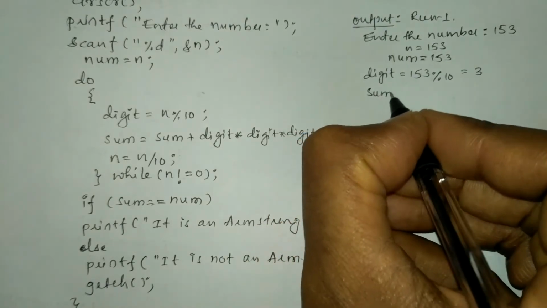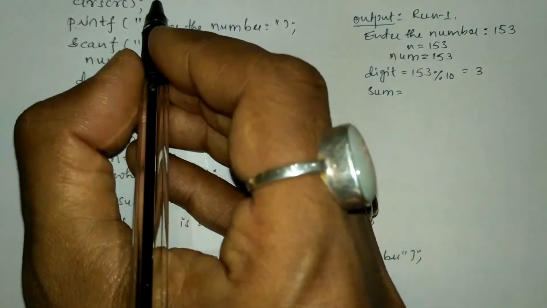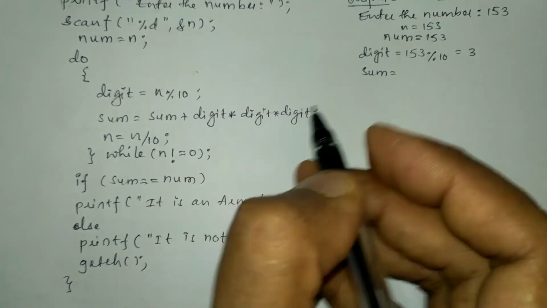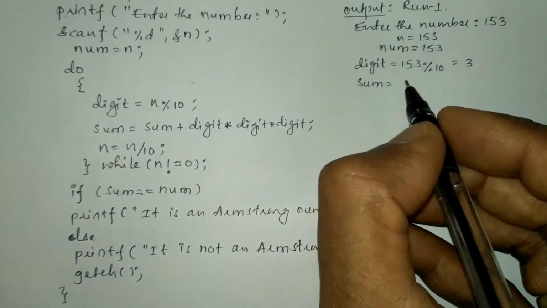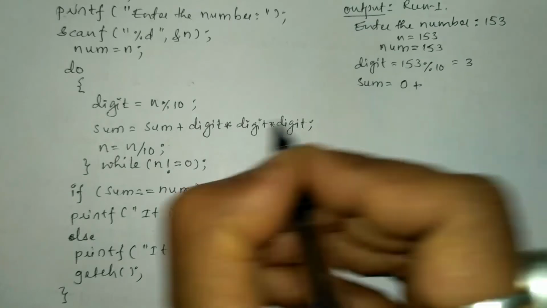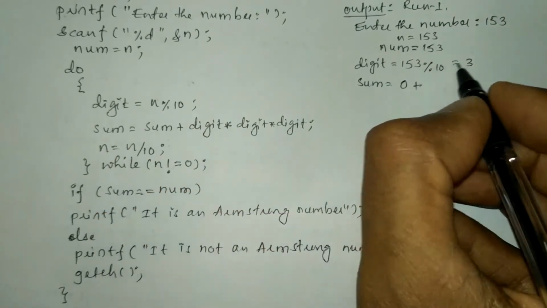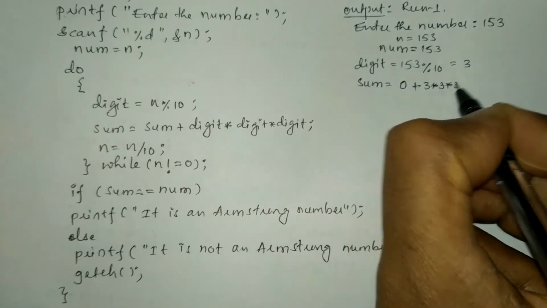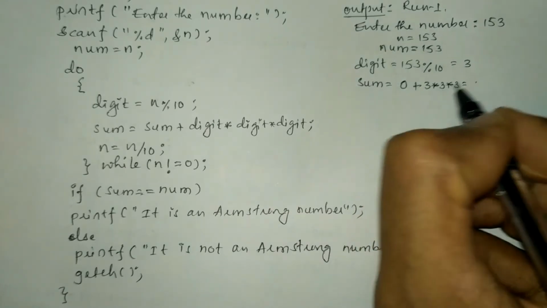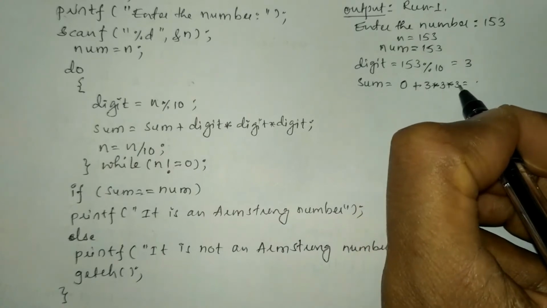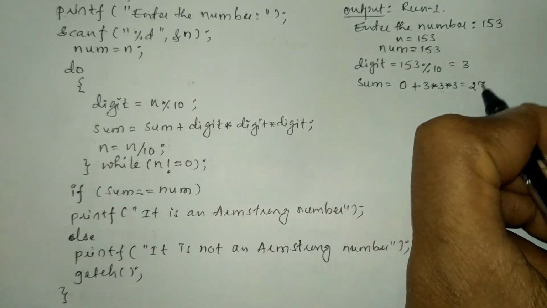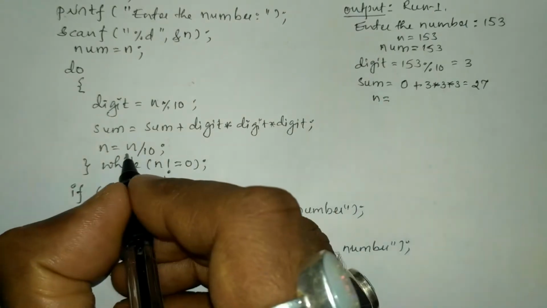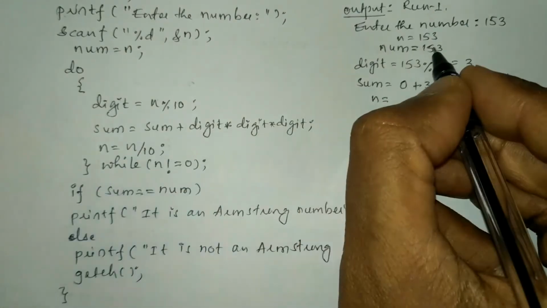Next statement, sum is equal to. So here sum for the first time is set to 0, correct? So once it is set to 0, here I can write sum is 0 plus digit into digit into digit. So here I have to multiply 3 into 3 into 3. So it should give me 27 plus 0. 3 3s are 9, 9 3s are 27 plus 0. So this is 27.